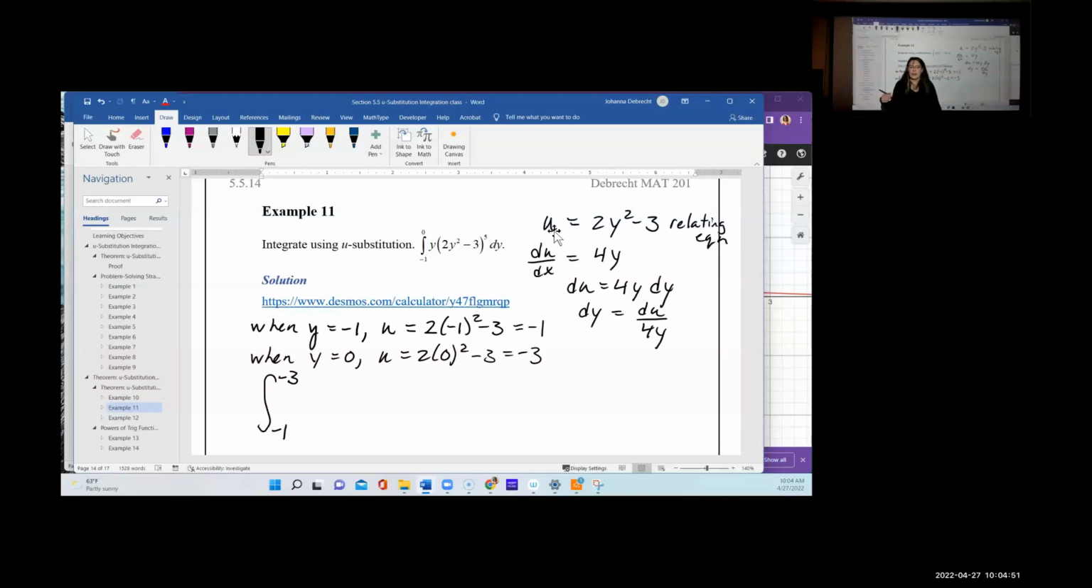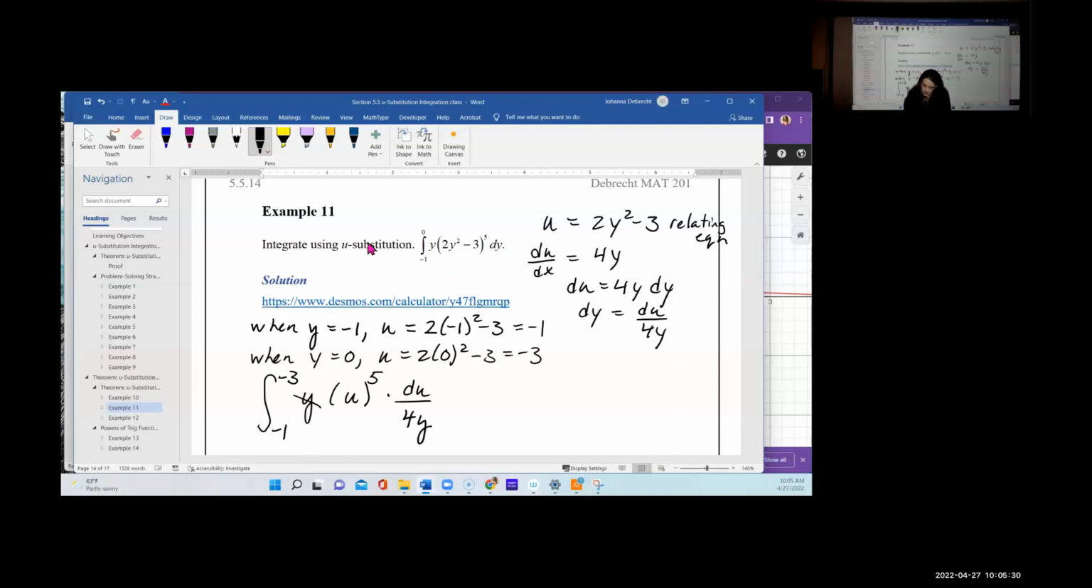Now, how would you know that? You'd probably need to graph it and look at the graph and go, wait a minute, there's more area above, that should come out to be positive. Or there's more area below, that should come out to be negative. So if you switch the limits of integration, you'll get the right value, but with the wrong sign. Okay, now we're going to have the y there, which we have nothing to replace it with. Then we replace the 2y squared minus 3 with u to the 5th power, and we replace dy with du over 4y.